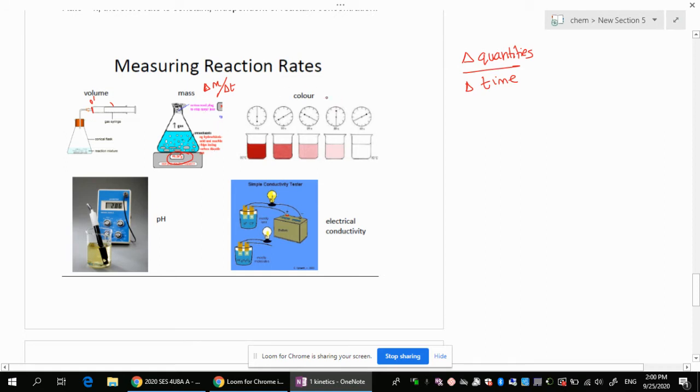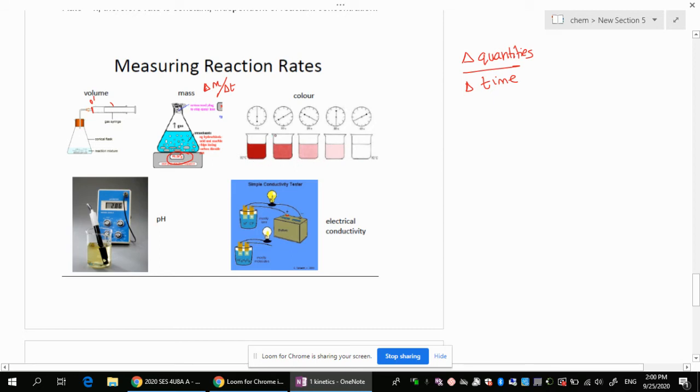There are many clock reactions, and we will look at one example in school. But take a look at this. So you can look at a color change and time how long the color change takes.